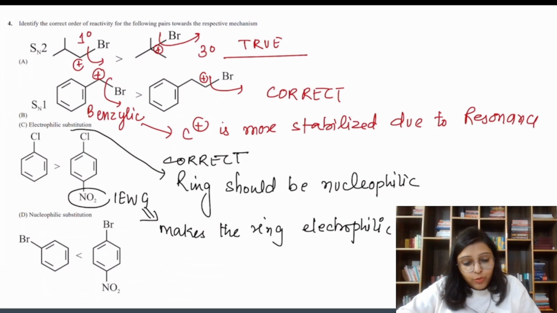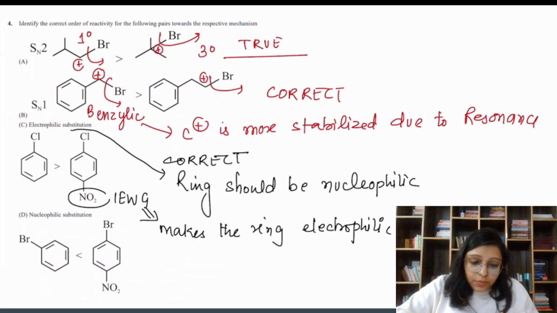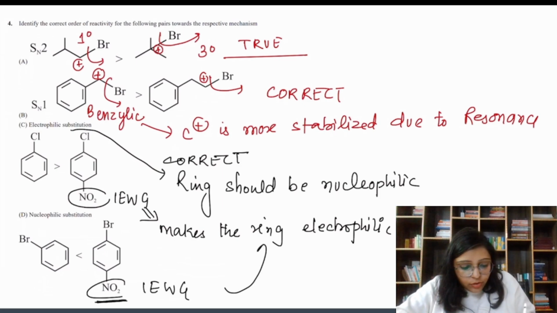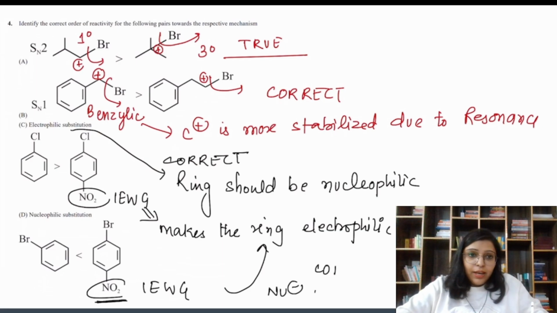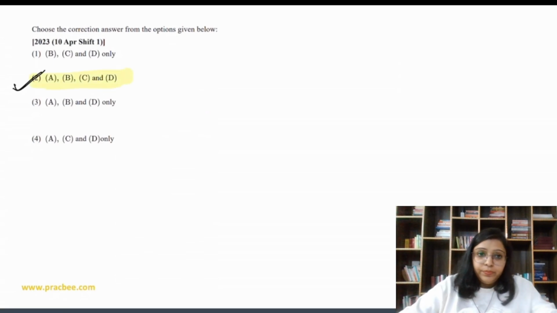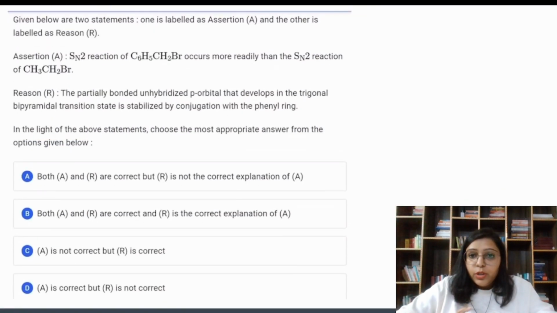Now the answer is going to be the fourth one, right? The question is to identify the correct ones. So now the fourth, nucleophilic substitution. Nucleophilic substitution is correct here because one electron withdrawing group makes the ring electrophilic, so the nucleophile can easily attack. So all are correct. So if all are correct, the answer is going to be option number 2, A, B, C and D. Clear? That's it. Now let's move on to the next question.